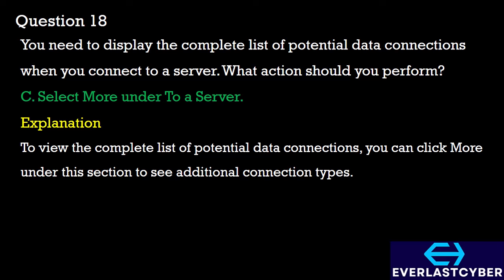When connecting to a server in Tableau, the To a Server section provides various options for the different types of server connections. So you have connections like SQL Server, MySQL, Google Analytics. To view the complete list of potential data connections, you can click More under the To a Server section to see the additional connection types that you can use.